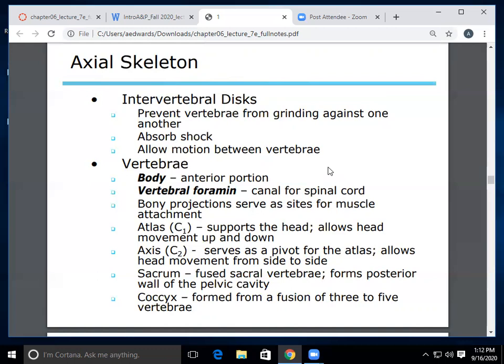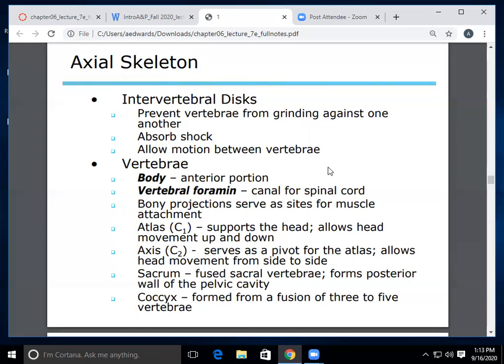So here, let's talk about the intervertebral disc. So the intervertebral disc just means they're discs between the different vertebrae. So what are they good for? They keep the vertebrae from grinding up on each other. And they absorb shock. They'll allow motion between the vertebrae. So you have a bit of movement.